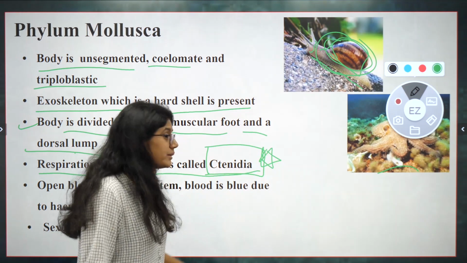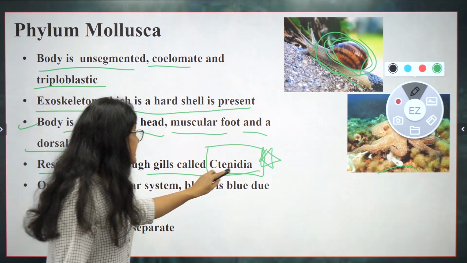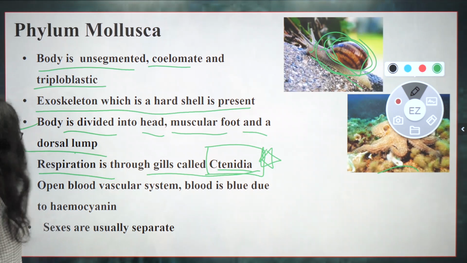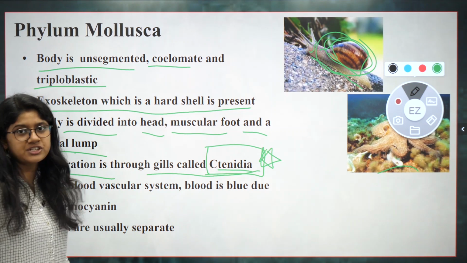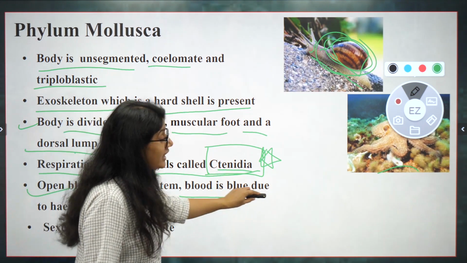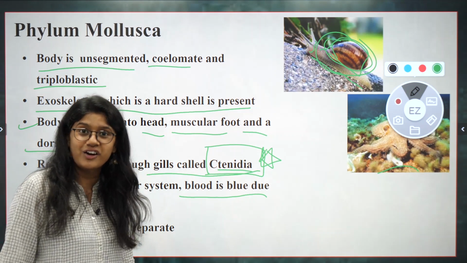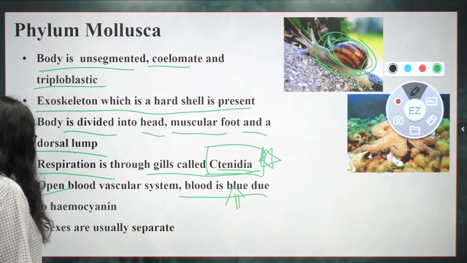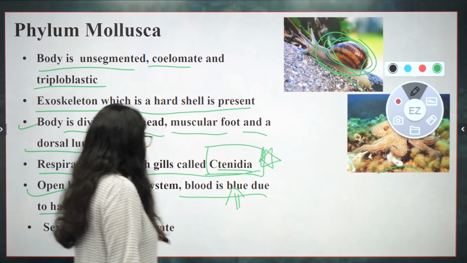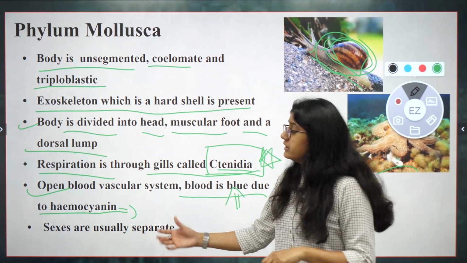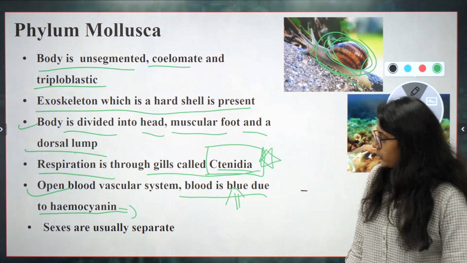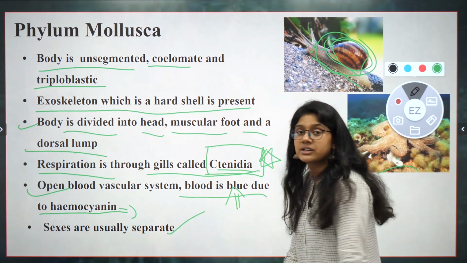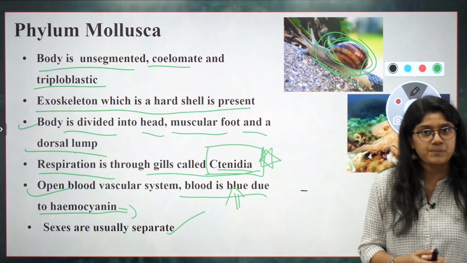Okay, what we call them? We call them as the centidia. Okay, remember this, everyone. Open blood vascular system. Again, blood is blue in color. This is interesting, everyone. The blood is blue in color due to the presence of hemocyanin. Basically, the presence of copper actually gave us the blood the blue color.